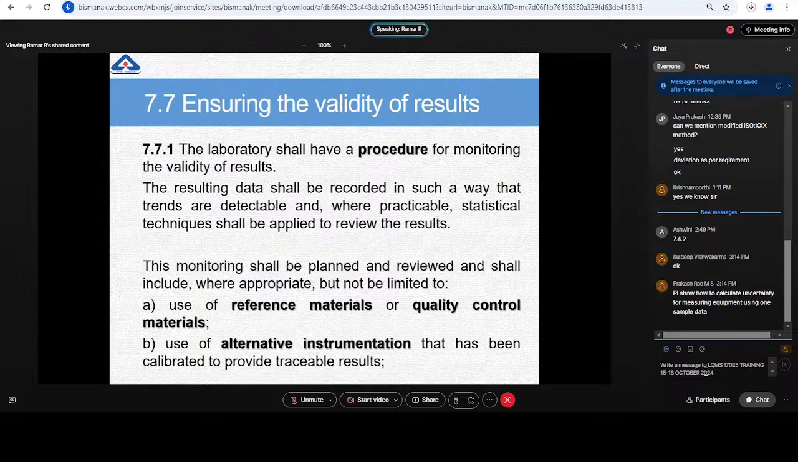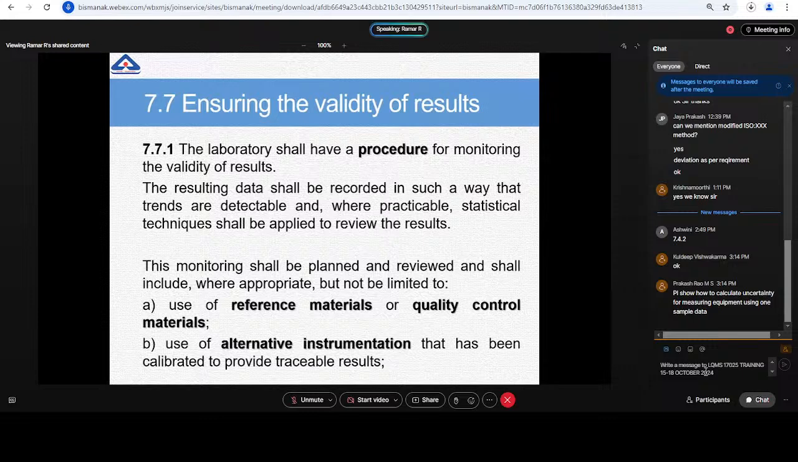All are intra-laboratory, or within the laboratory, that we have to perform. We need not compare with the other laboratory. So we have to compare the results in our laboratories only. So the laboratory must have a procedure for monitoring the validity of results. Whatever results we got now, we have to monitor whether the results are okay, precise or accurate.